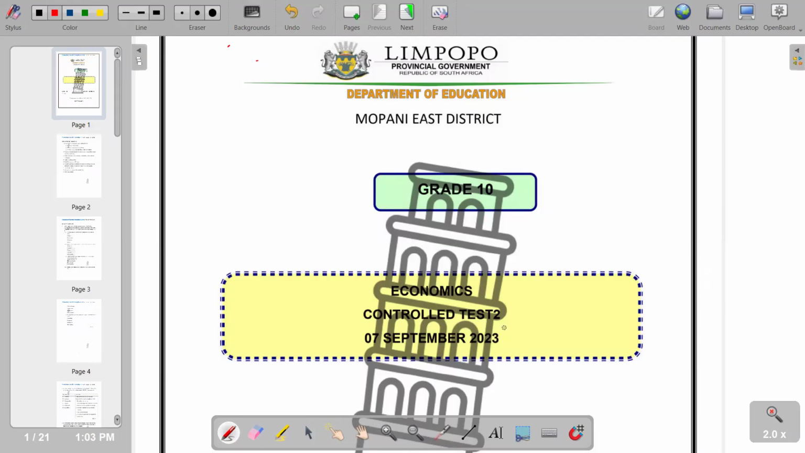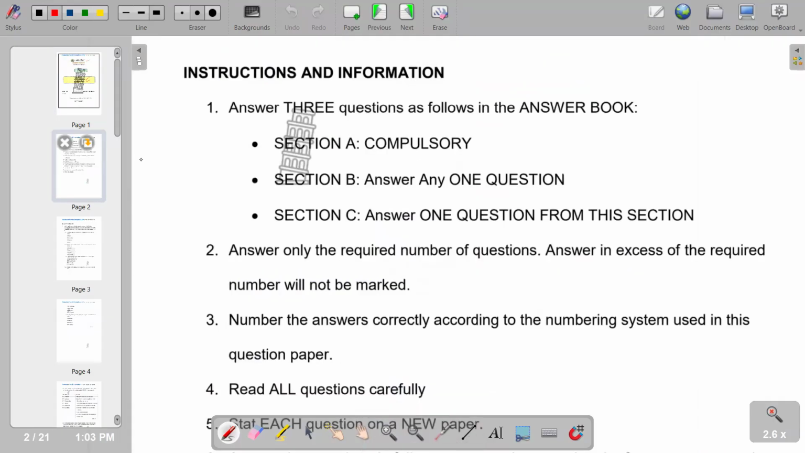So this is a controlled test of September 2023, and this is a controlled test from the province of Limpopo. So we are going to start on the instructions and information, whereby section A is compulsory, which means we have to answer all the questions that we have in section A.